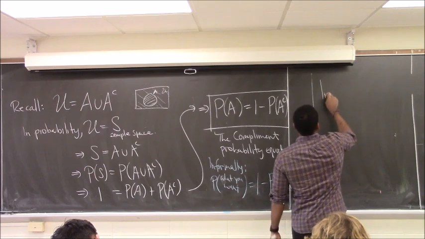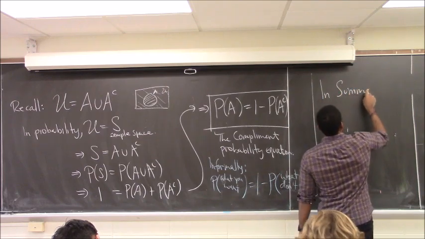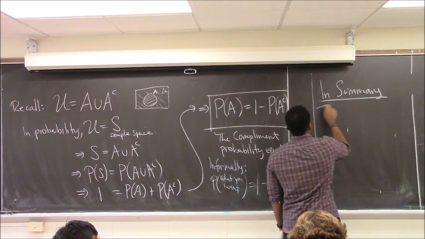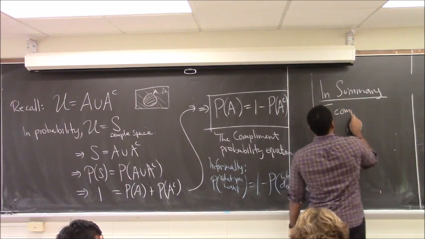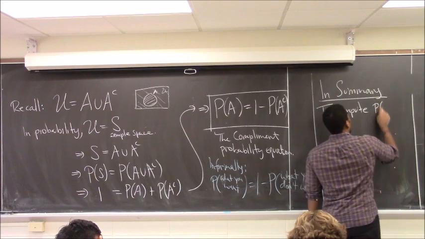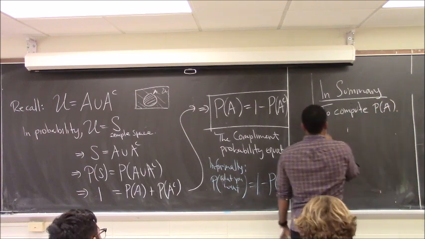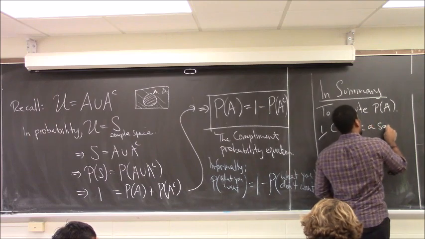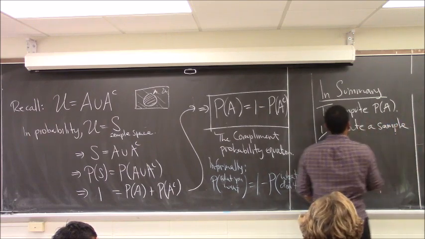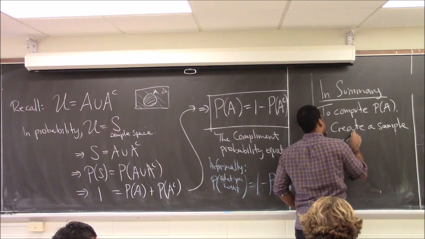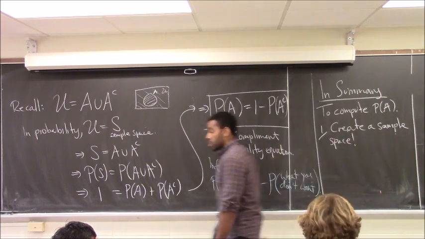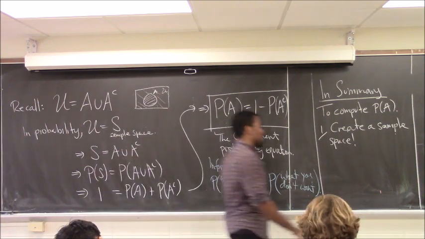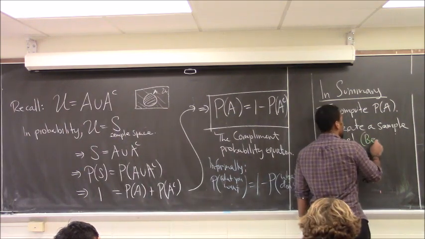Let's kind of wrap up here. In summary, to compute the probability of A, what you are going to do is, 1, create a sample space. This is the first step. It is also the hardest step. This is where you have to be a little bit creative.